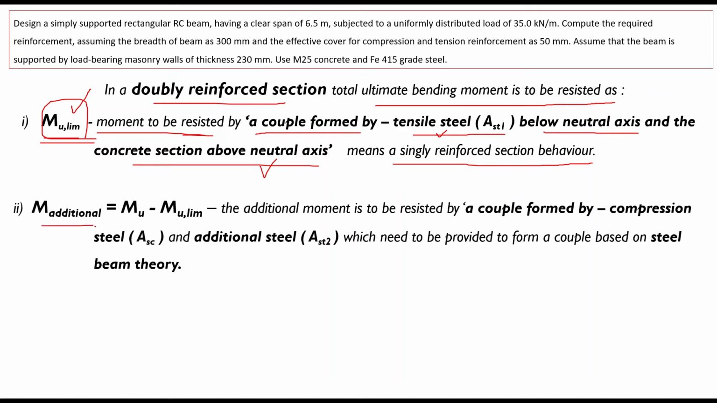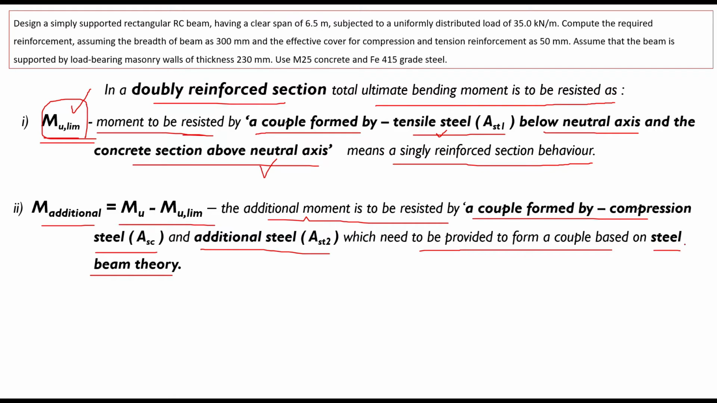what will we do for M additional? Who will take care of the excess bending moment, which is equal to Mu minus Mu limited? This additional moment is to be resisted by another couple, and that couple will be between the compression steel, that means the compressive force taken by steel on the compression side, and some additional steel Ast2 which we have to provide to form a couple, based on the steel beam theory. You can go through any source for the steel beam theory.